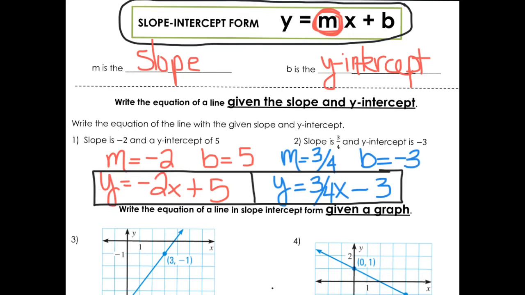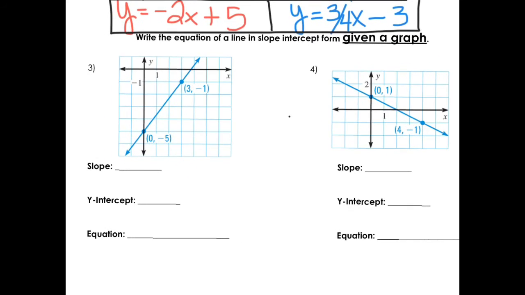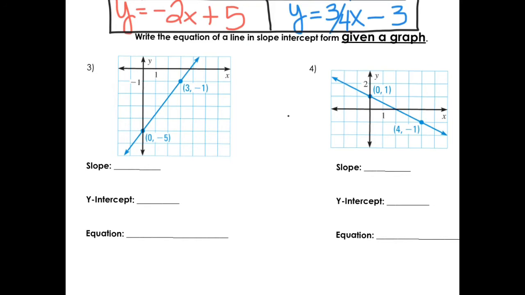So the next thing that we're going to do is we're going to actually look at a graph. So I want to look at this graph, and I want to find the slope of the graph, and then I want to find the y-intercept, and that will let me write an equation. Remember that the slope is the letter m, and the y-intercept is the letter b. So I have to count slope, and that's our activity. That's what our lesson was about yesterday. So the first thing I'm going to do is I'm going to identify my two ordered pairs, and I am going to see how much I rise and then how much I run to the right.